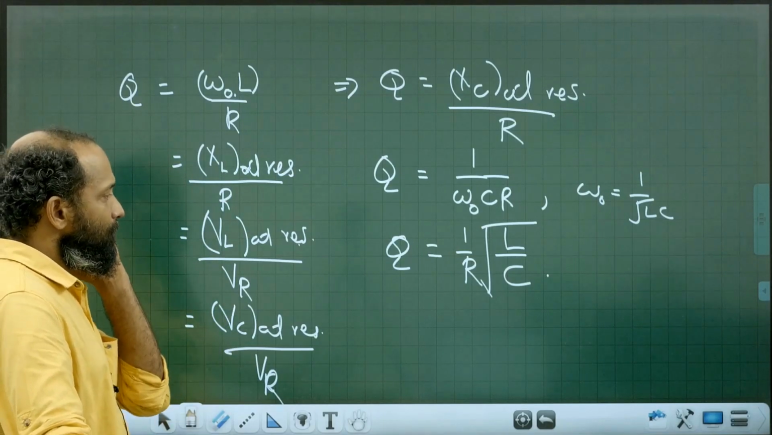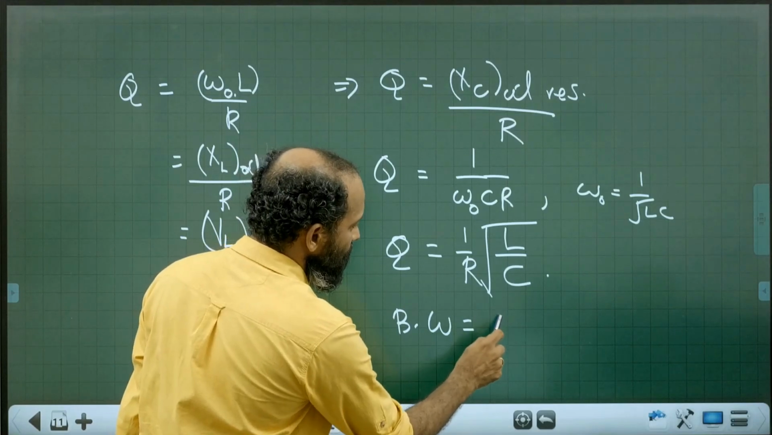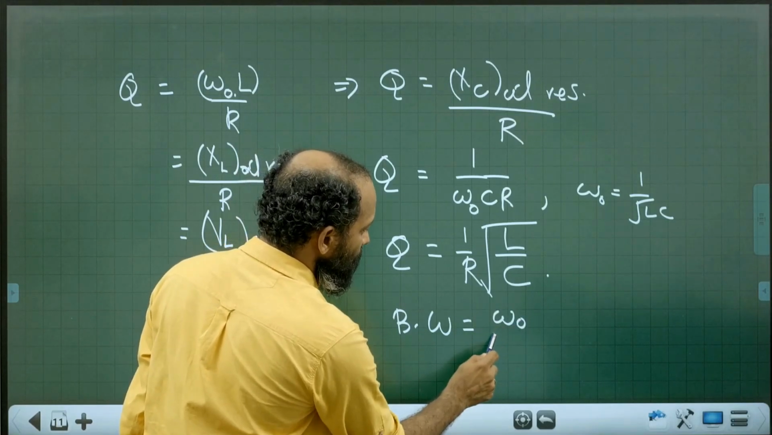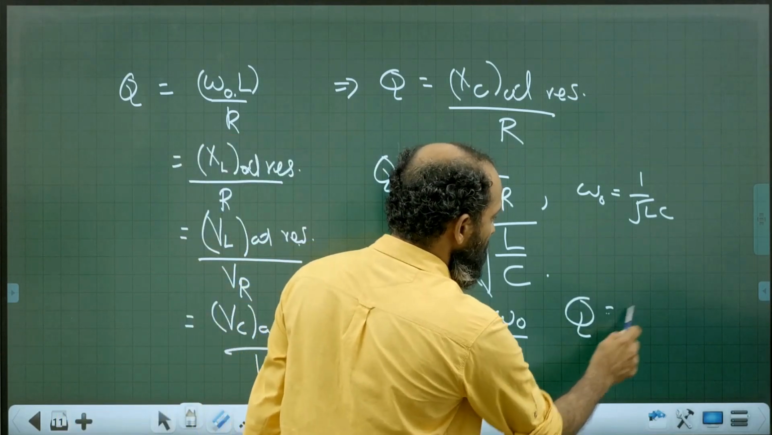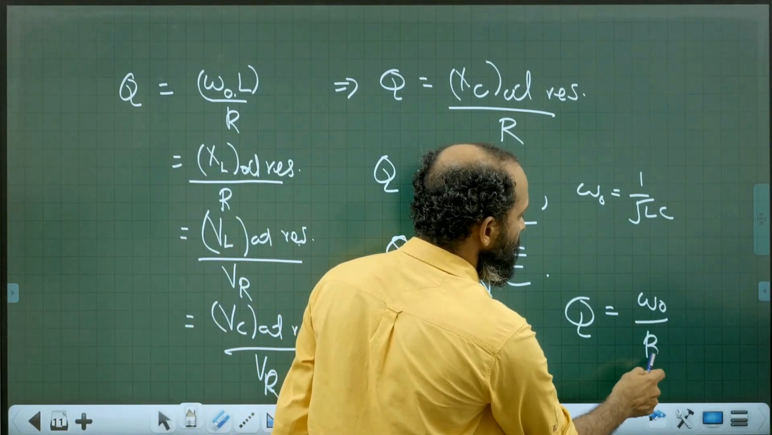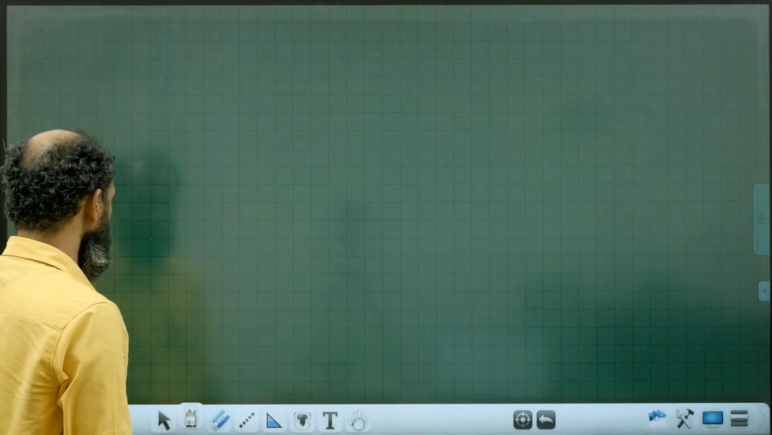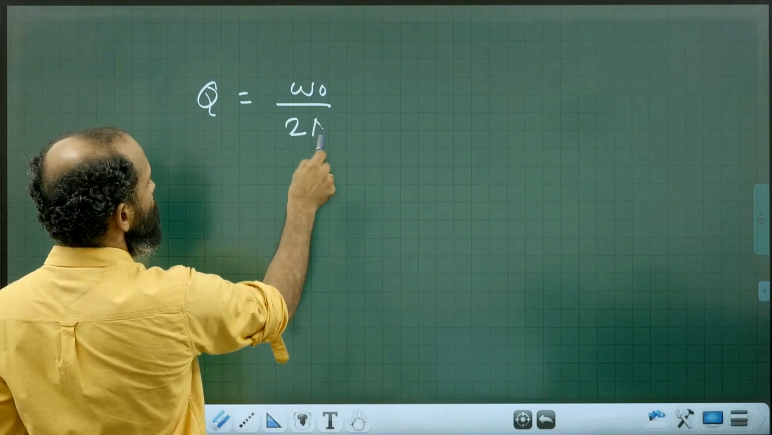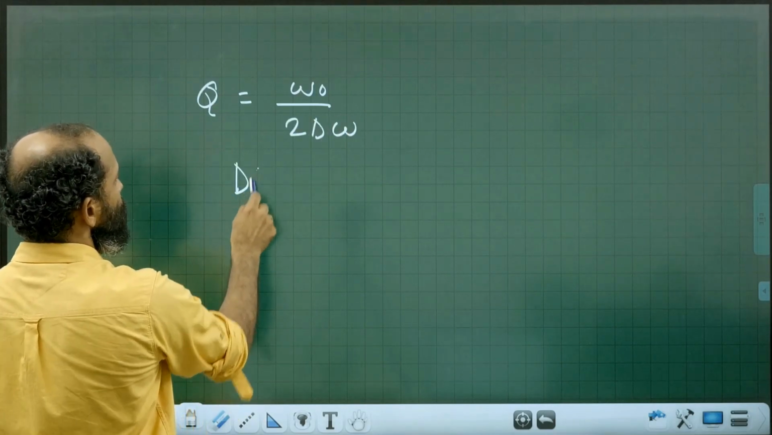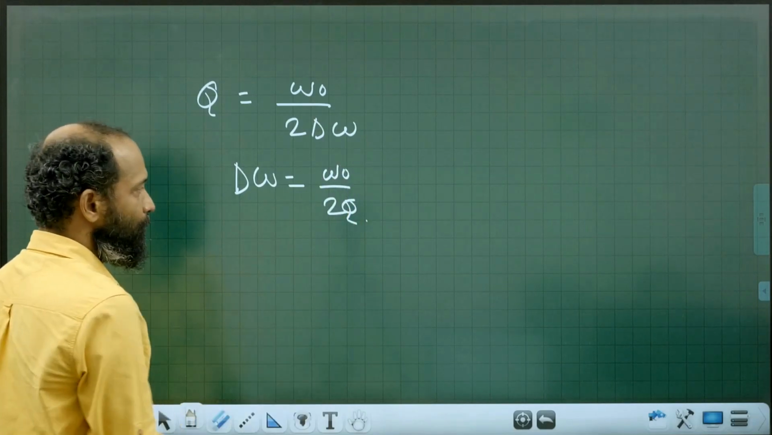So what is the bandwidth? Bandwidth is equal to omega 0 divided by Q factor, or Q factor is equal to omega 0 divided by bandwidth. Another formula for Q factor. You can also get Q factor as omega 0 divided by 2 delta omega. So delta omega equals omega 0 divided by 2Q.